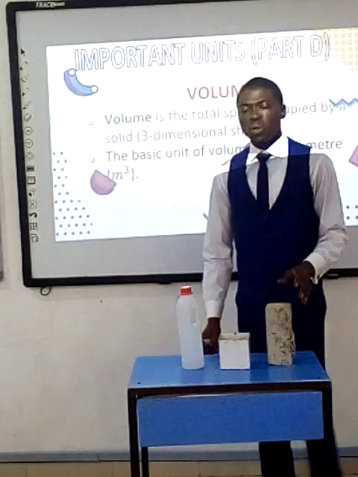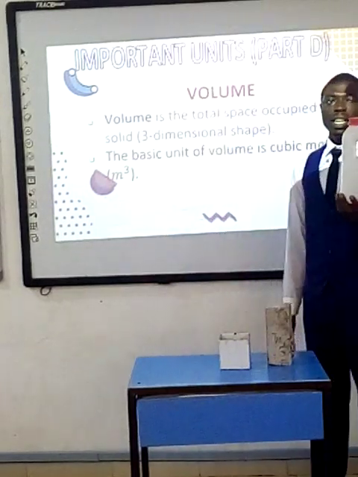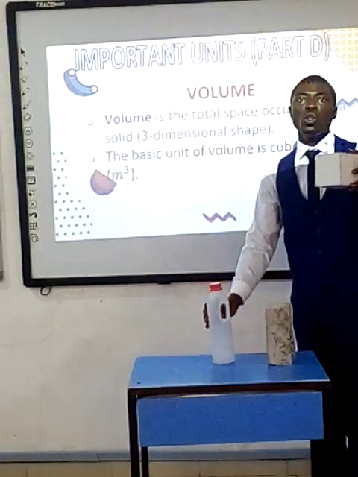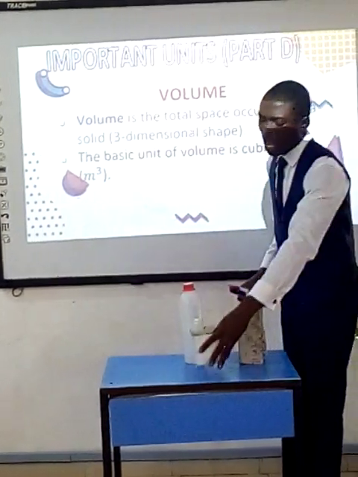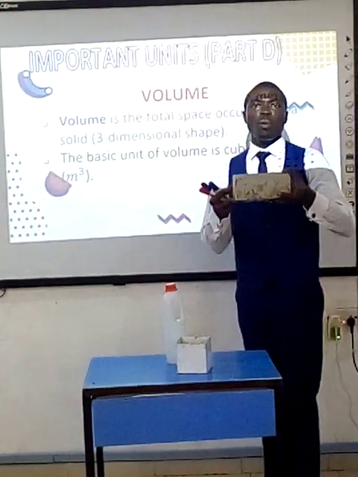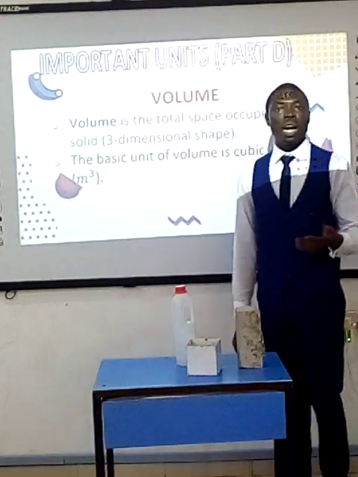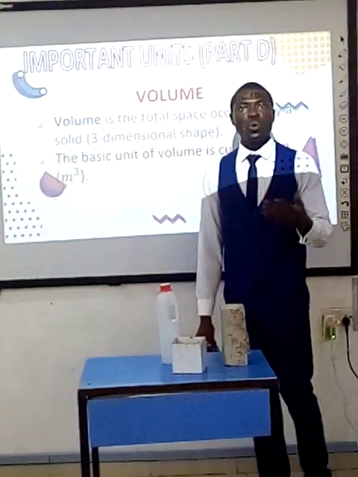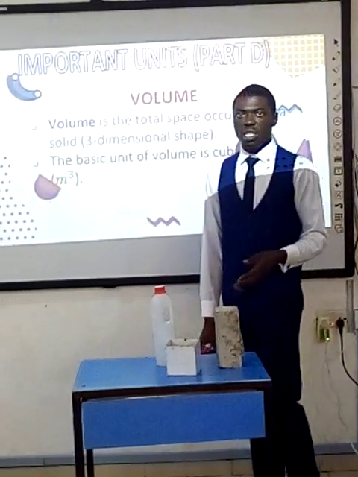Alright, so I have some three-dimensional shapes here. I have a 1 liter container, which is an example of a three-dimensional shape. I have a 1 dm cube container here, which is also an example of a three-dimensional shape. And then I have a stone in the form of a cuboid here, which is also an example of a three-dimensional shape. In fact, all the shapes you have all around you, in your houses, in your offices, and everywhere in your environment, are all examples of solids.